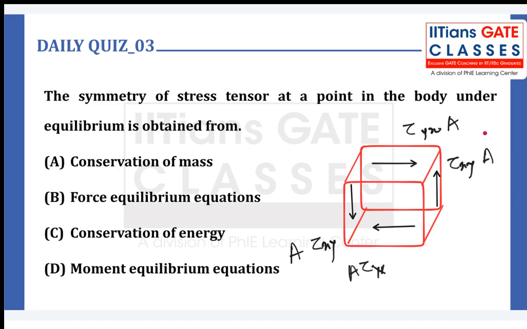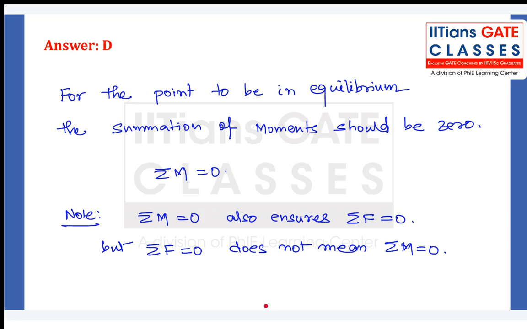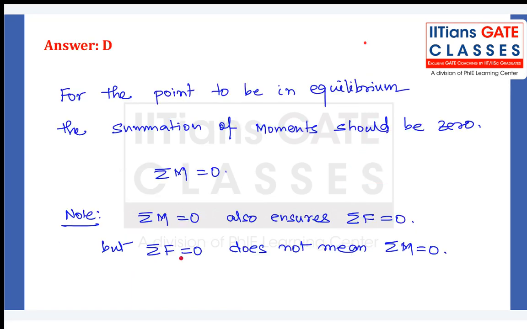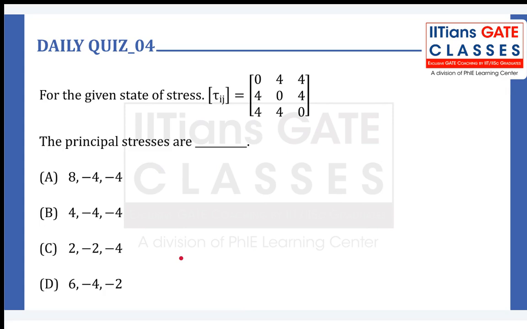So ultimately what you have to see is that the symmetry is brought about by the moment equilibrium equations and not by the force equilibrium equations, right? One thing you have to understand: if I'm saying summation of moment equal to 0, it also ensures summation of force equal to 0. However, summation of force equal to 0 does not mean that summation of moment is equal to 0. So what will be the answer? The answer is the moment equilibrium equation. So these are three theoretical kind of questions.